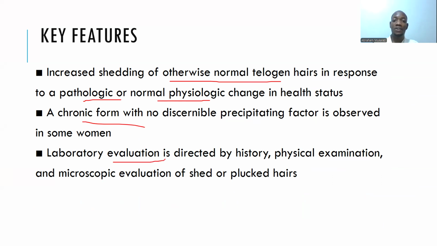Laboratory evaluation is usually directed by your good history and physical examination, and then you can also examine the scalp for hair loss using trichoscopy, or you can take a biopsy, and then you see if there's any disorder that you can pick out. But you can also use other bedside investigations, the ones that we covered previously, where you can do the tug test, where you can do the hair pulling test, and then you see whether there's a significant hair loss.